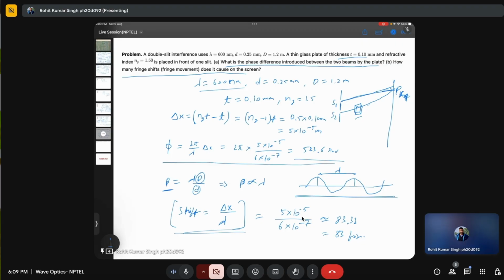Is that clear to everyone? So just remember, this is how you calculate the number of fringes that shift. This happens everywhere, like in the Newton's ring experiment or the Michelson interferometer that you will encounter later. Everywhere this happens. Okay, let's go to the next problem.